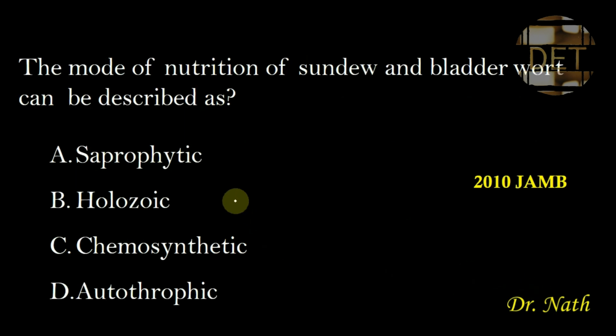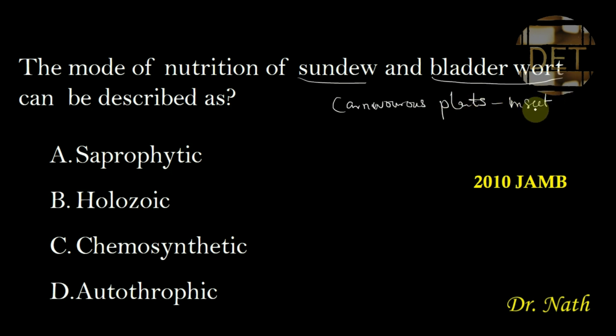So this is a very important fact. Let's look at this 2010 JAMB question. The mode of nutrition of sundew and bladderwort can be described as, so like I said, sundew and bladderwort are examples of carnivorous plants. And as carnivorous plants, that means they feed on flesh. And the flesh they feed on is the insect. They feed on insects. And the reason for that is to compensate for the loss of nitrogen in their body.